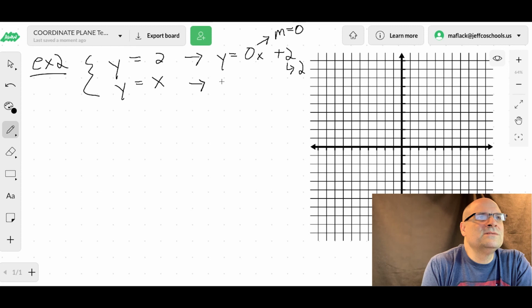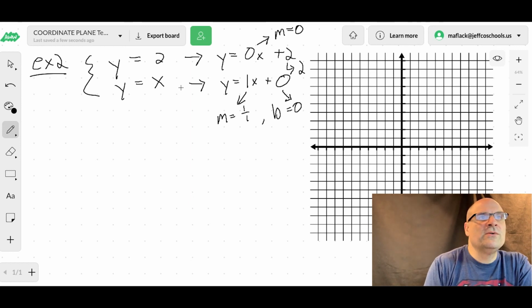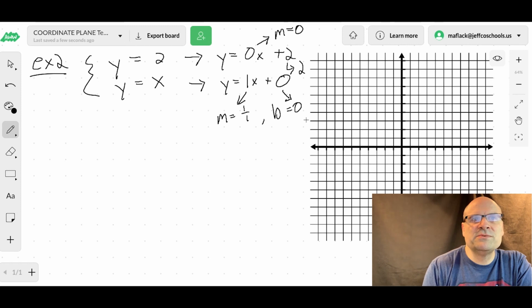And this guy is y equals 1x plus, there's no constant, so you can say 0. So in this one, your slope is 1 over 1 and your constant is 0, or your y-axis intercept is 0. So if I were to graph this equation, let's graph this bottom equation first. b equals 0, that's the y-axis intercept. So b is right there.